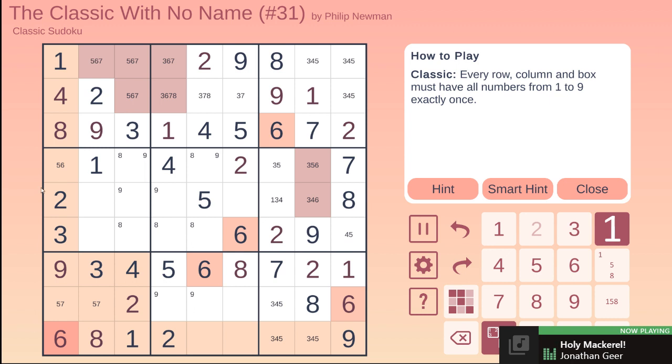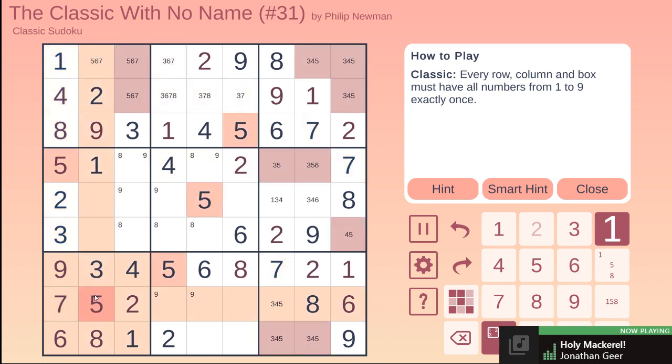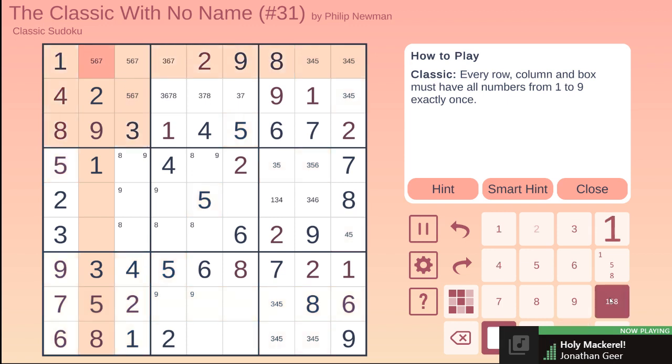This is a 5, 7, 5. This is a 5. This is a 7. This is a 5. This is not a 5. We know this to be self-evident.